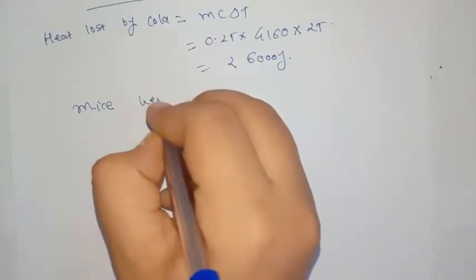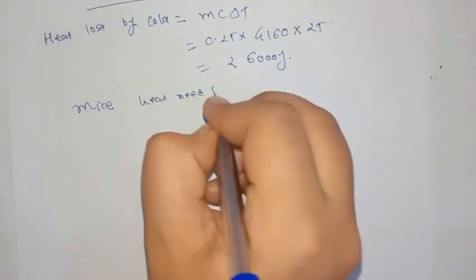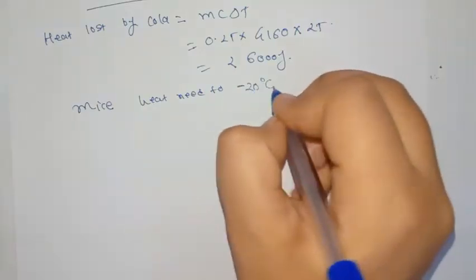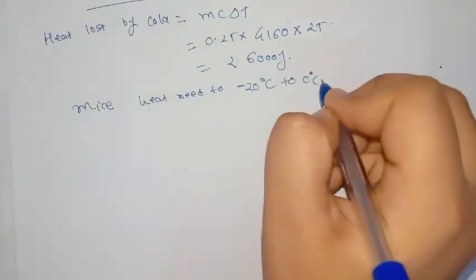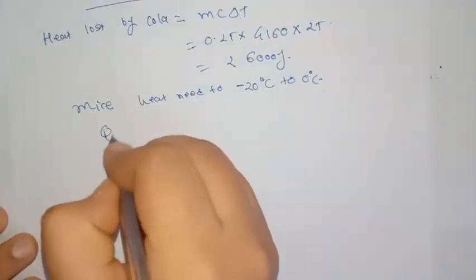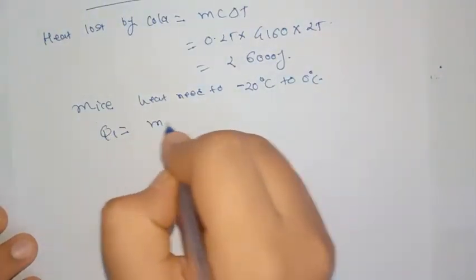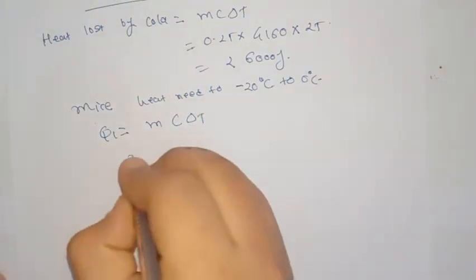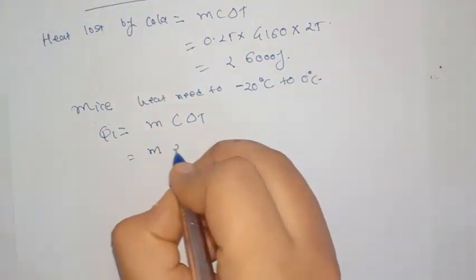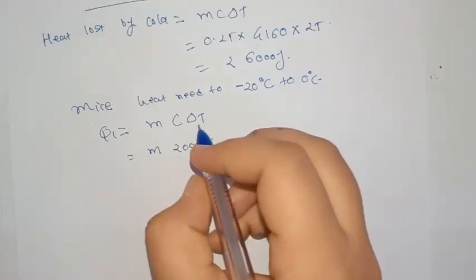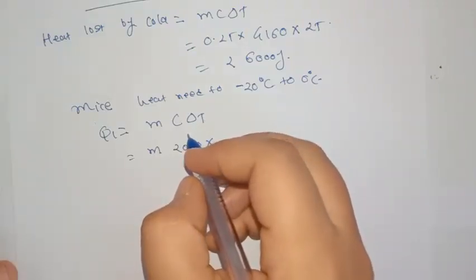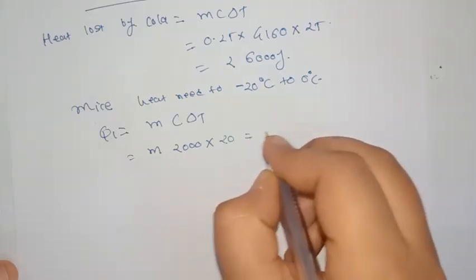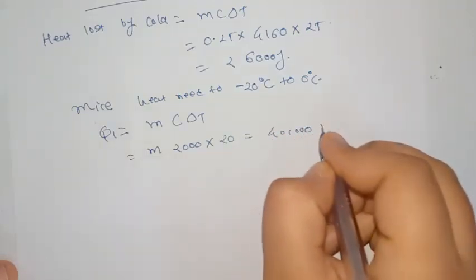Now let the mass of ice required be m. Then the heat needed to move it from minus 20 degrees Celsius to 0 degrees Celsius is Q1, which equals mc delta T. So m into c of ice, which is 2000, into delta T of 20, so this will be 40,000 m.